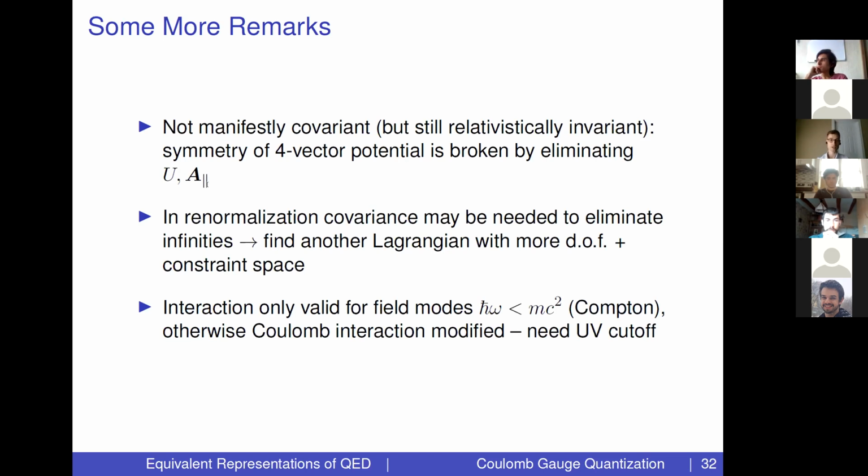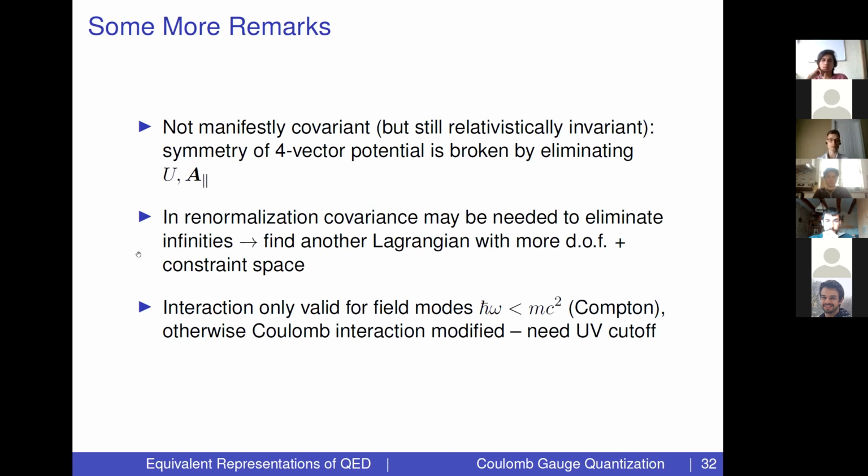So this manifest covariance might be needed, however, if we do renormalization, and there we need to eliminate infinities. And therefore, for these purposes, one needs to find another Lagrangian that has more degrees of freedom, more than the 4 that we considered here. And since we have more degrees of freedom, we also need to impose more constraints. And this will allow us then to define a physical state space in this larger dimensional Hilbert space.